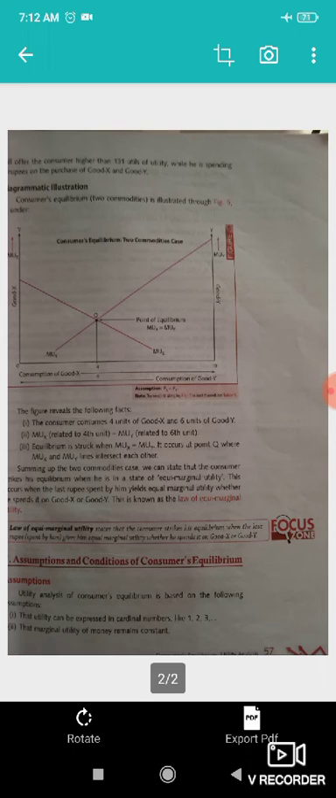Summing up the two commodity case, we can state that the consumer strikes his equilibrium when he is in a state of equi-marginal utility. This occurs when the last rupee spent by him yields equal marginal utility whether he spends it on X or Y. This is called the law of equimarginal utility. It states that the consumer strikes equilibrium when his last rupee spent gives him equal marginal utility whether he spends on good X or good Y, and this is known as the point of equilibrium. MUX is equal to MUY.